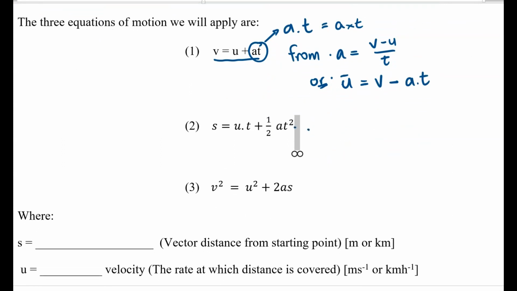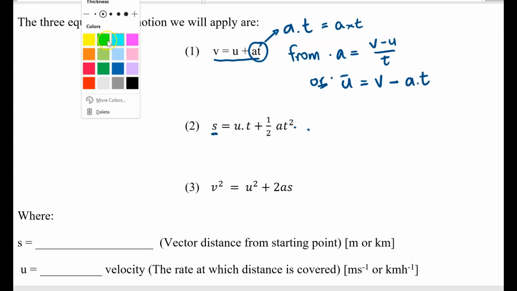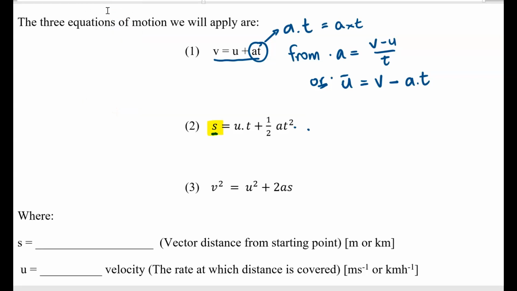Our second one is a quadratic equation. You may recognize that. First of all, S is our displacement. Our S, displacement, is initial velocity times the time, plus a half acceleration times time squared.